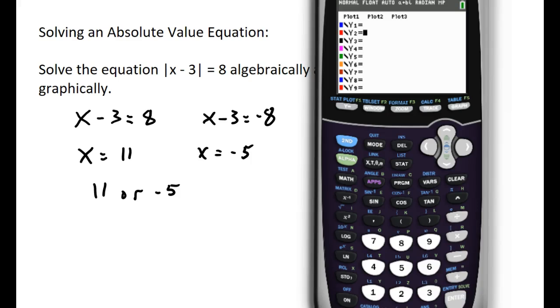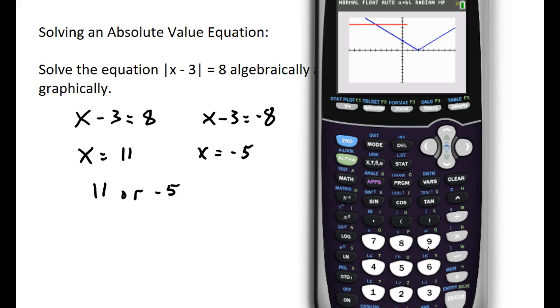And now let's solve it graphically using our calculator. So I'm going to go to Math and then over to Numerical to get our absolute value function. So there's ABS. And I'm just going to type in X minus 3. Then I'm going to arrow down to Y2 and I'm going to make that equal to 8. Then I'll hit zoom 6 and there's the absolute value. And there's Y equals 8. And you're going to see I need to get a little bit more.